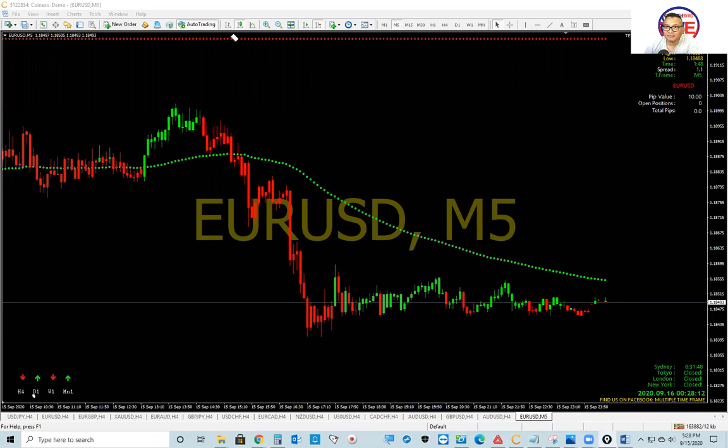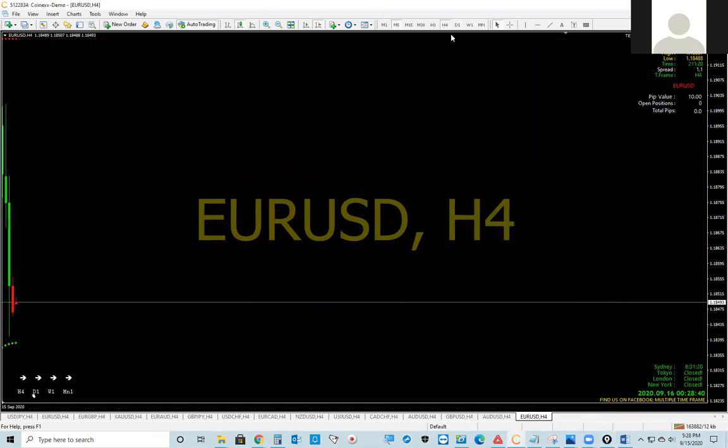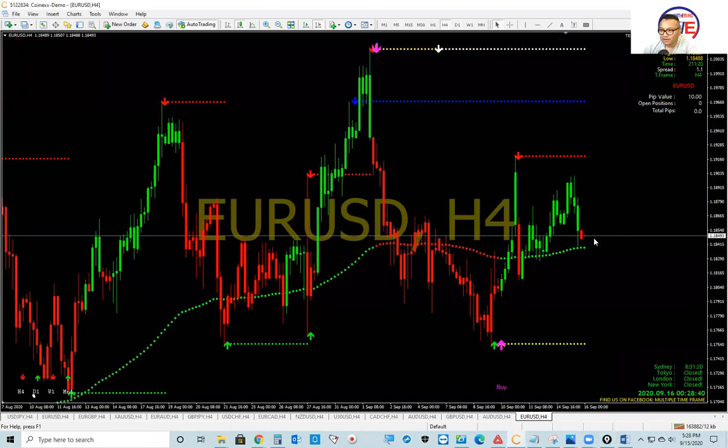This is the 5 minutes, right? So we were on the 4 hours. Let's go to 4 hours. Look, on the 4 hours nothing is in there right now. So what I will do in here is I will wait for this one to come back and retest below, drop to the level of this previous one. And then I enter as a buy.